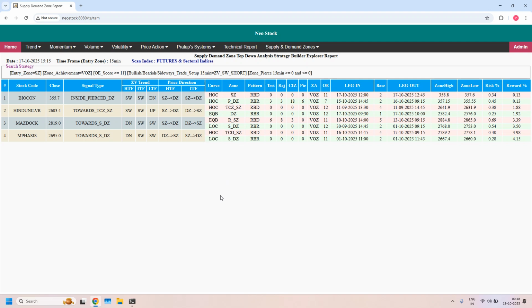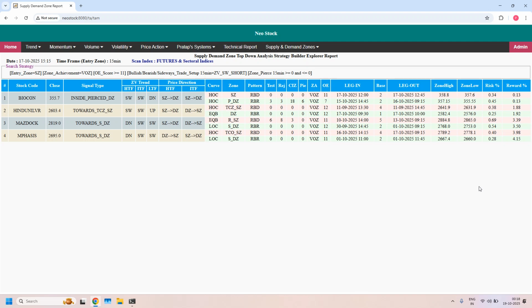So we got 4 stocks. Out of these 4 15-minute supply zones, you should plan trades only if less than 30.3 video checklist items are satisfied. Otherwise, higher chances of zone violation.